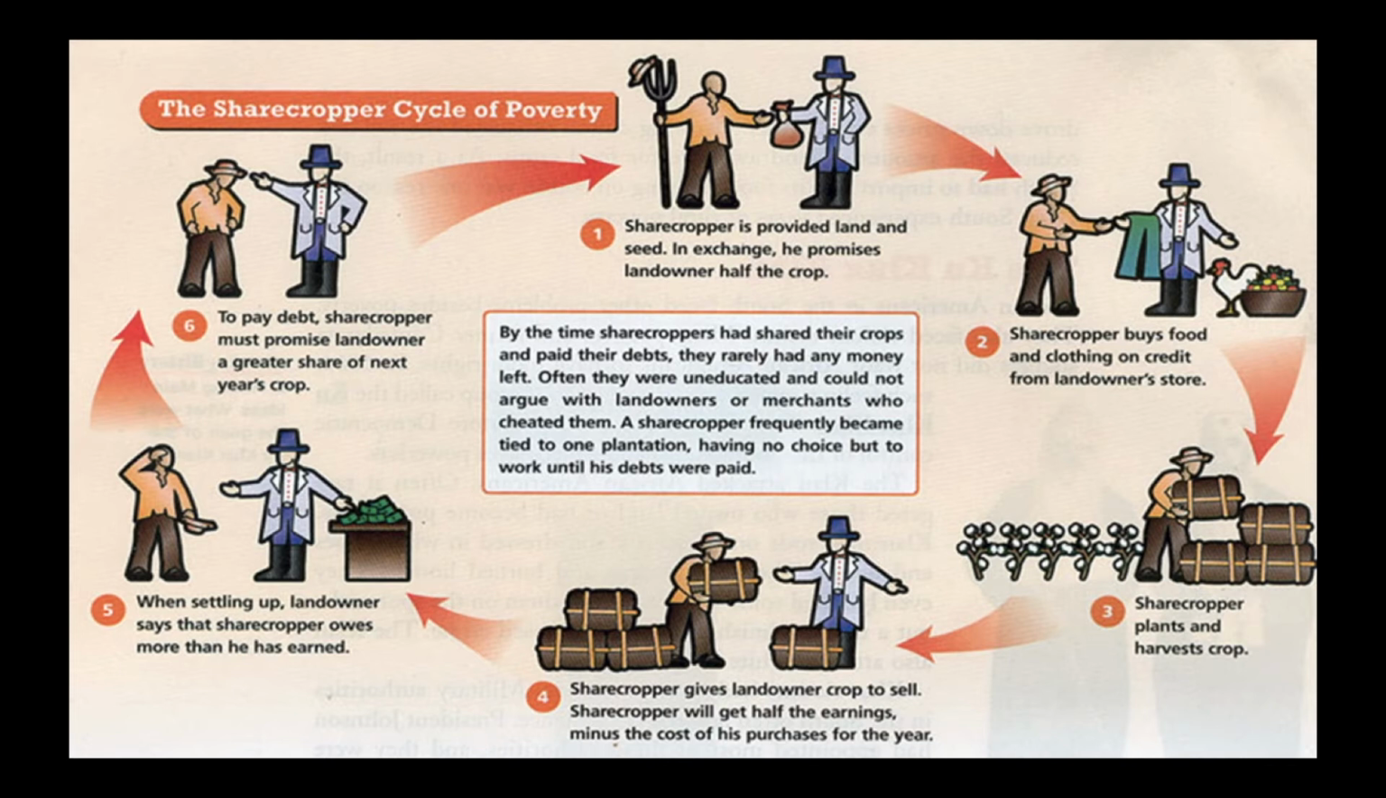But the landowner knew that, you know, probably a sharecropper is not going to be somebody that's educated, so can't probably do math. So they could tell him basically anything they wanted. And so that sharecropper is then going to have to, in order to pay their debt, make a promise for a greater yield next year, right?